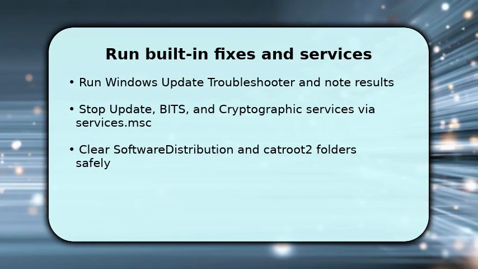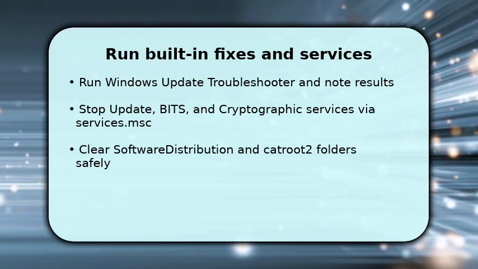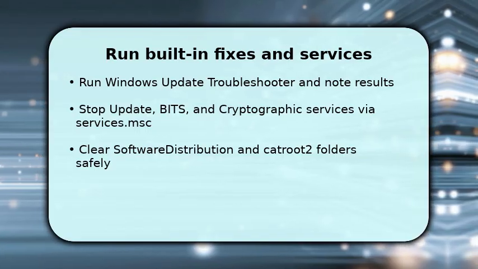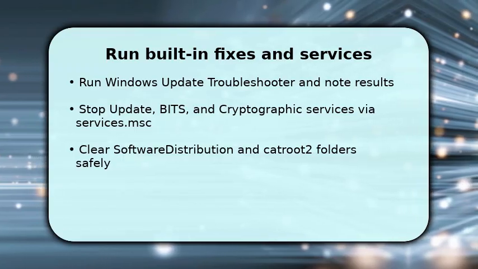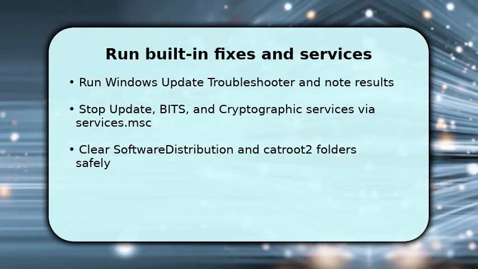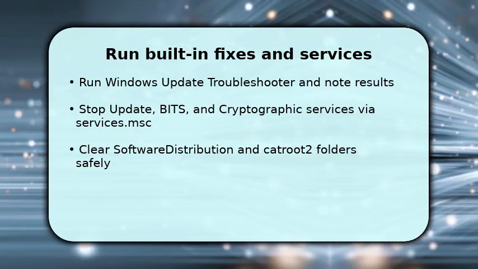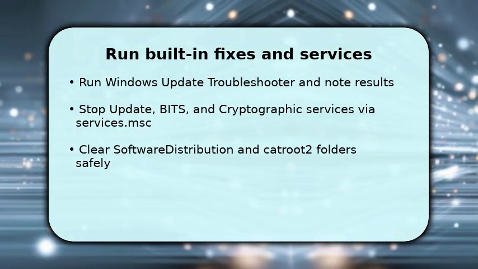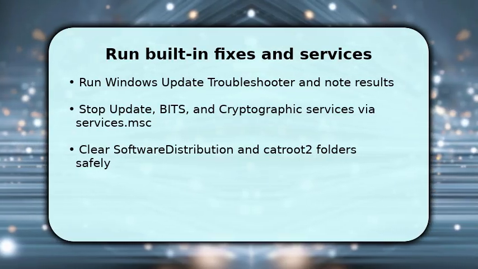You'll run the Windows Update Troubleshooter first. It fixes common issues automatically and explains any failure details. If problems persist, stop the Windows Update, BITS, and Cryptographic services in services.msc; this prevents file locks. Then clear the SoftwareDistribution download folder and the catroot2 folder to remove corrupted caches. Once cleared, restart those services. Make sure to run an administrative command prompt for service and folder commands so permissions don't block progress. Then check for updates again.